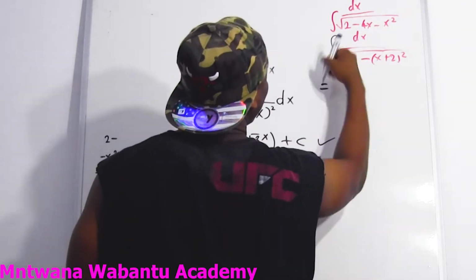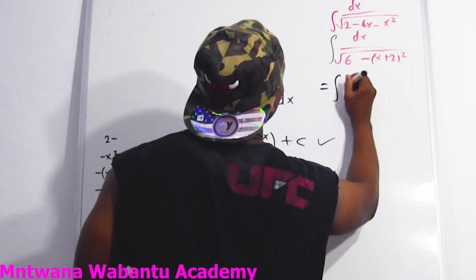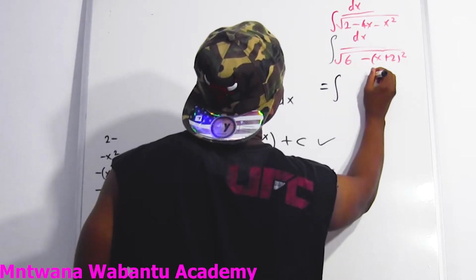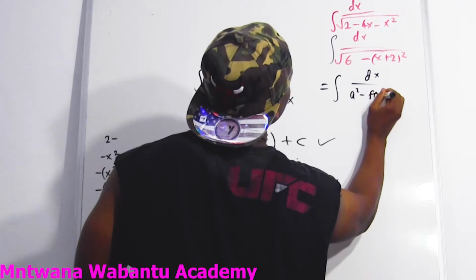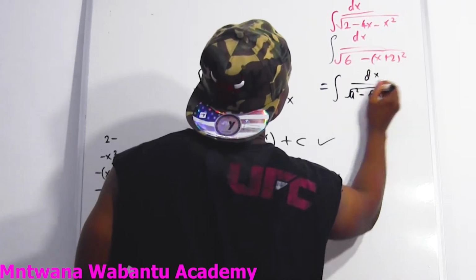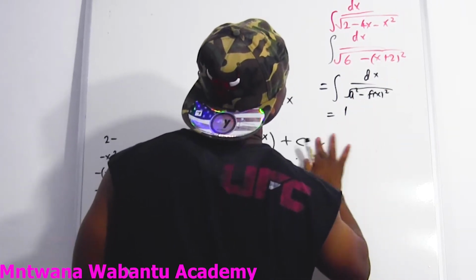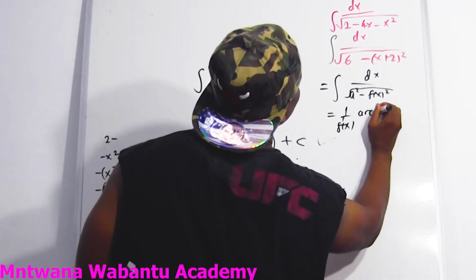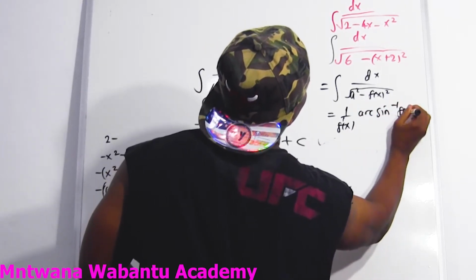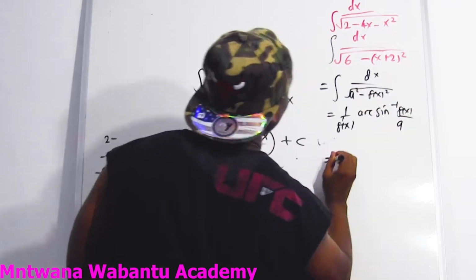For inverse sine, if somebody gives you, for example, the integral of dx over the square root of a squared minus f(x) squared, which is similar to this, the answer is 1 over the derivative of whatever we have here, times arc sine of f(x) over whatever is in here. So we're going to do the same thing here.